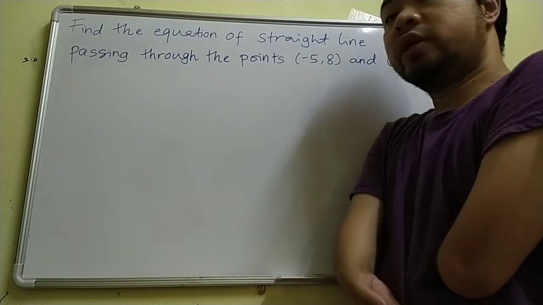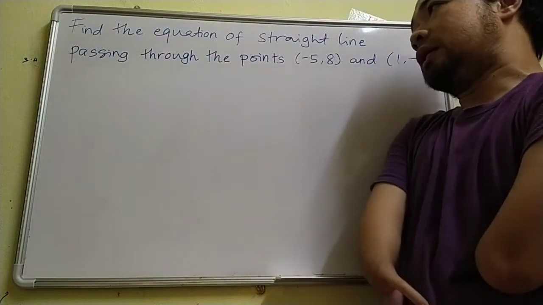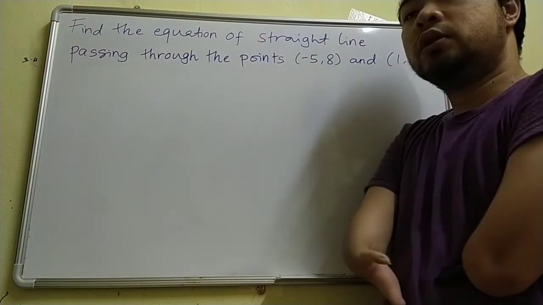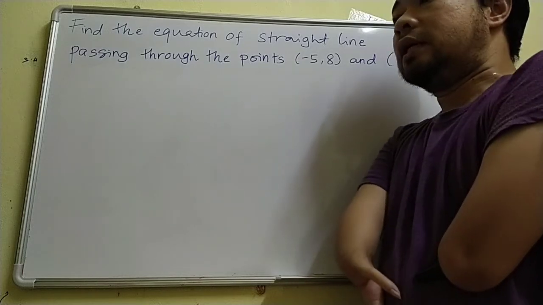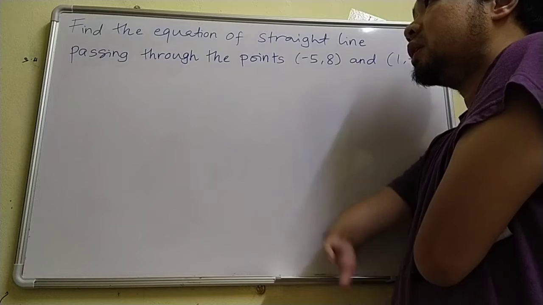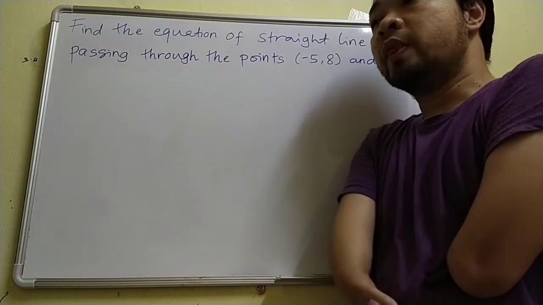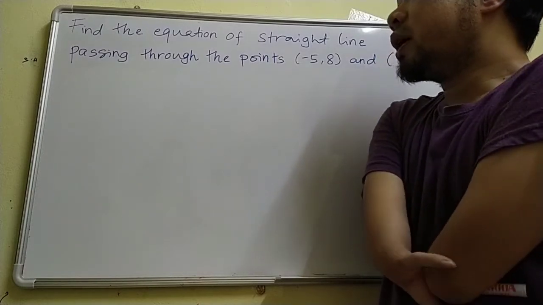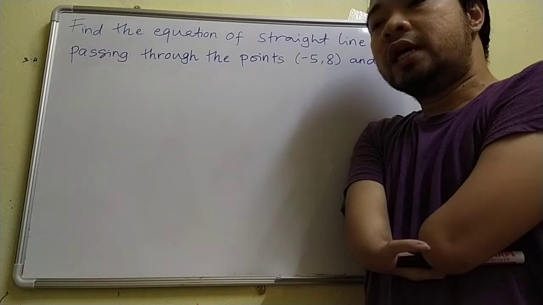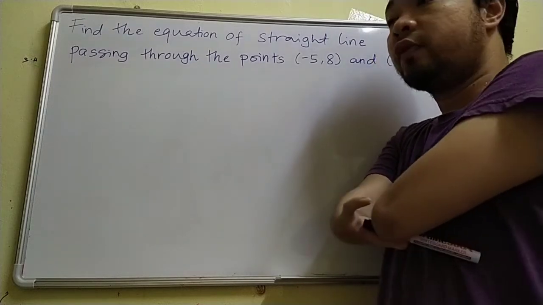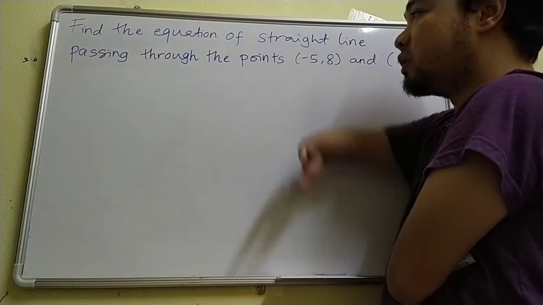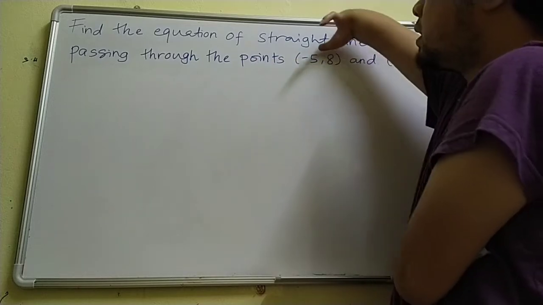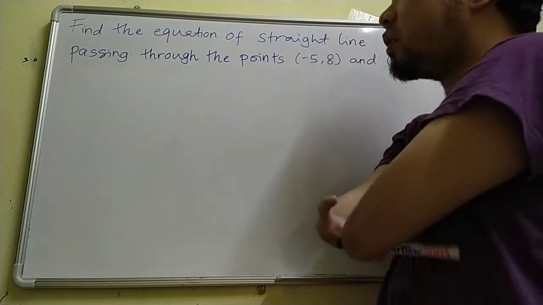Okay, today I am going to show you there is actually an alternative way to find the equation of a straight line. Before this, you know that in order to find any straight line equation, you just use y = mx + c, right? Today I am going to share another alternative way. Let's say I want to find the equation of a straight line passing through the points (-5, 8) and (1, -4).